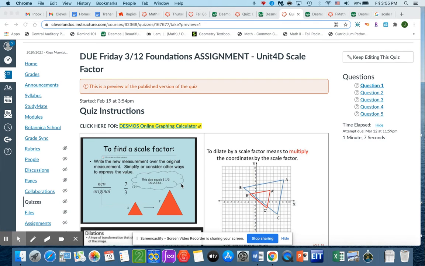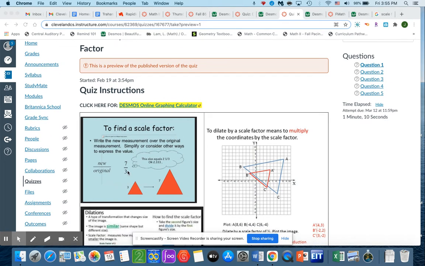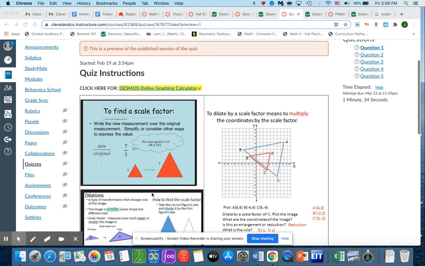So we've seen scale factor being represented before as new over old. So here's an example. This being the new one, that is clearly an enlargement. This being the old one, meaning the original. If we were doing a dilation, this would be the pre-image and this would be the image. So you could either say new over old, or you can say image divided by pre-image.